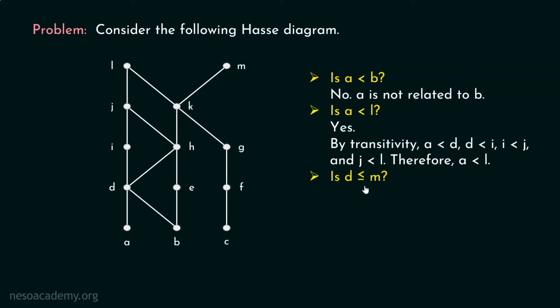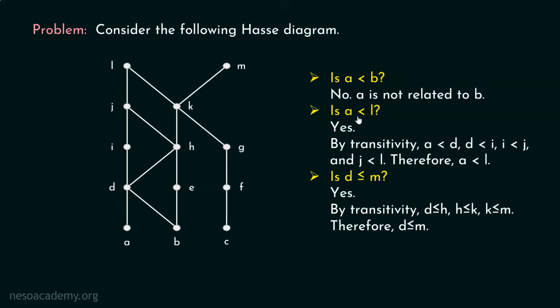Is D less than or equal to M? Is it true that D is less than or equal to M? Obviously, D is below M and there is a path from D to M, right? Therefore, D is less than or equal to M. This is true. You can see this by transitivity. D is less than or equal to H, H is less than or equal to K, K is less than or equal to M. Therefore, D is less than or equal to M.